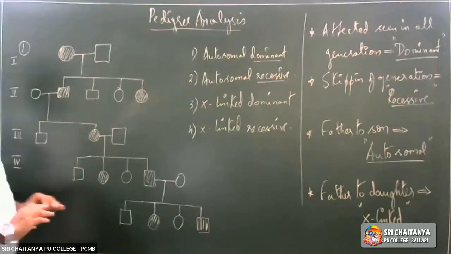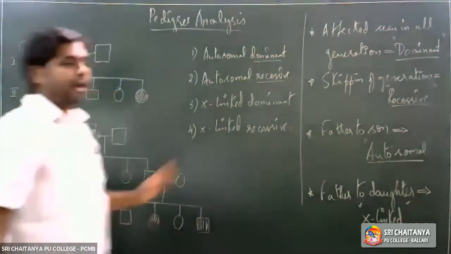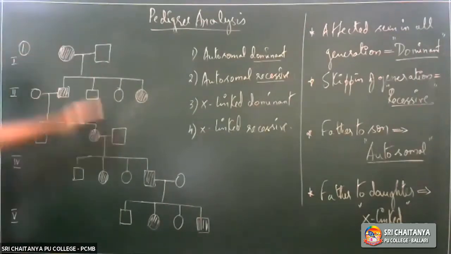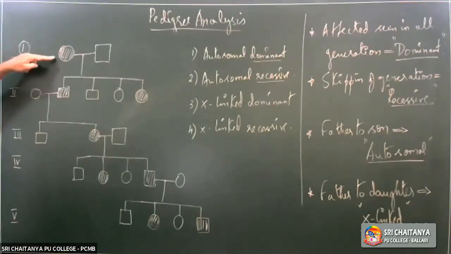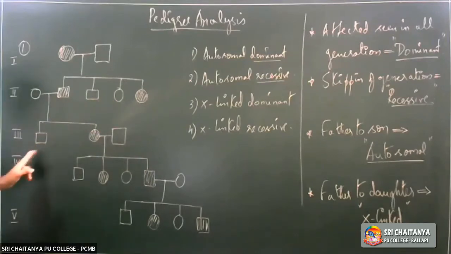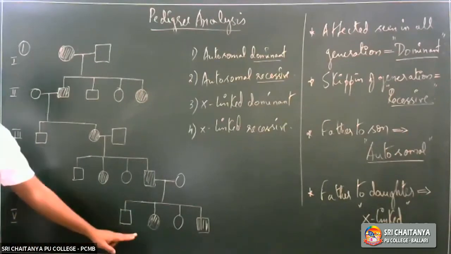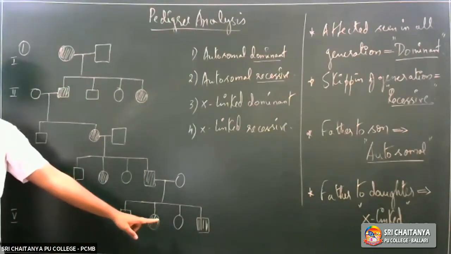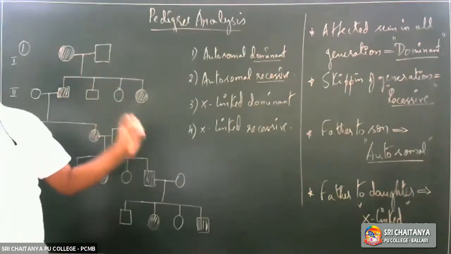First, as I've already said, identify whether it is dominant or recessive. If in all of the generations there are affected individuals, then it is dominant. First generation, a female is affected. Second generation, a male and female are affected. Third generation, a female is affected. Fourth generation, a female and a male are affected. And the fifth generation, again, a female and male are affected. So what sort of mutation is this? It is a dominant mutation.